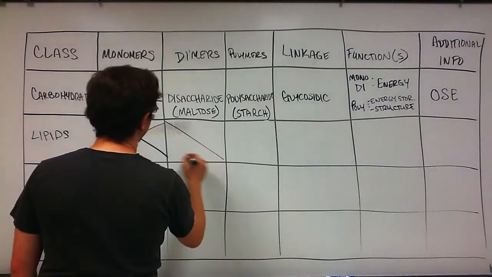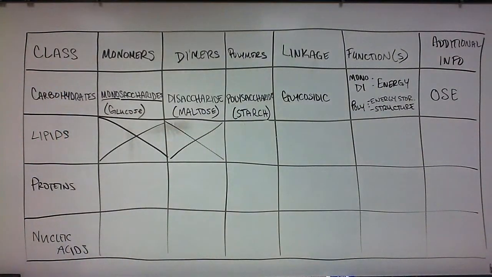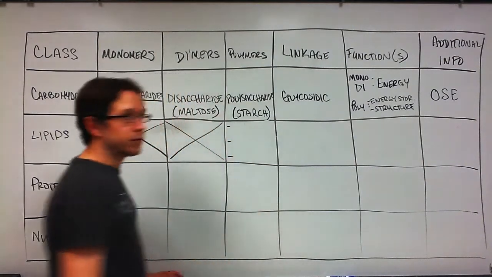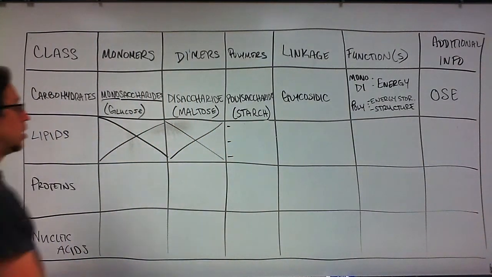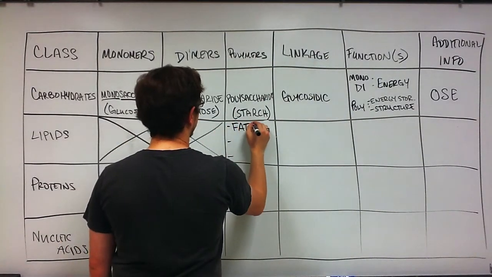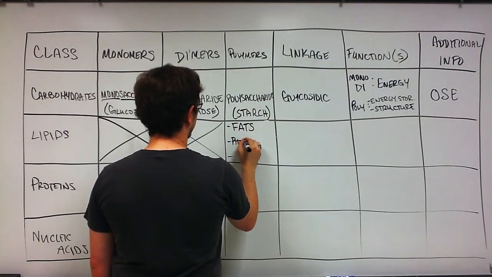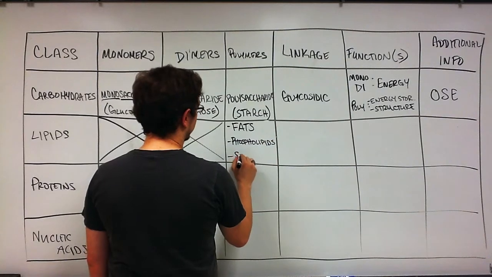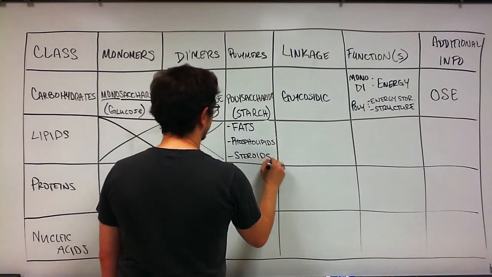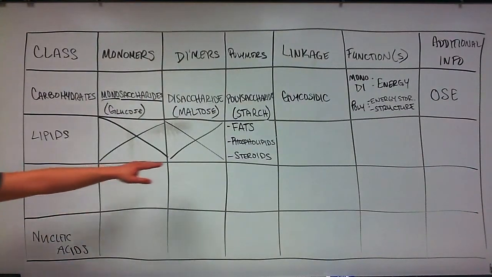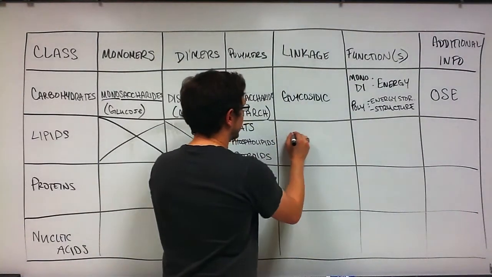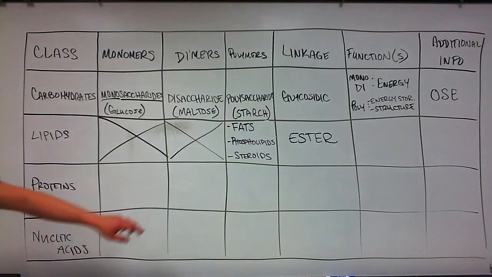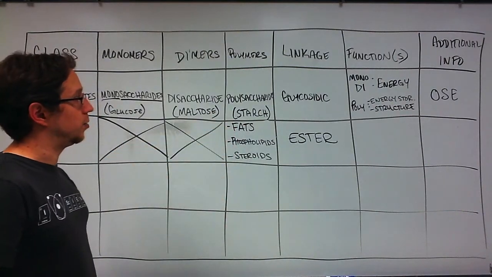So lipids didn't have monomers or even dimers, but we did technically have polymers that were assembled eventually to give us our 3 classifications of lipids. We had fats, we had phospholipids, and finally we had steroids. And at least in the fats, and to a degree in the phospholipids, what we saw in terms of a linkage was commonly called an ester linkage that was used to link those fatty acids to the glycerol molecule in either of these 2 instances.